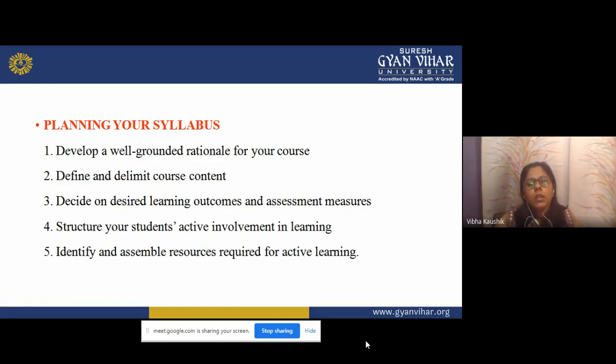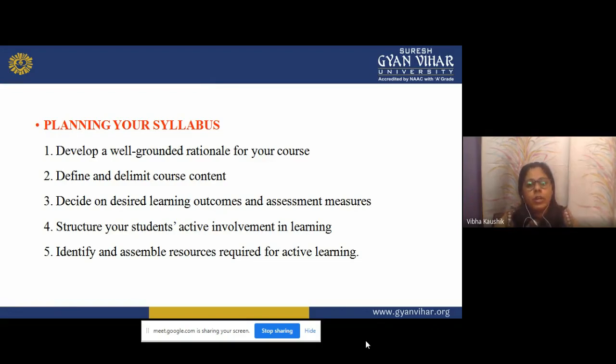Now, planning your syllabus. How will you plan your syllabus? Develop a well-grounded rationale for your course. Now, what is that? You have to give your justification for why you are selecting only these topics in your syllabus. Why you are focusing only on these topics. That means you have to give a rationale for your courses.